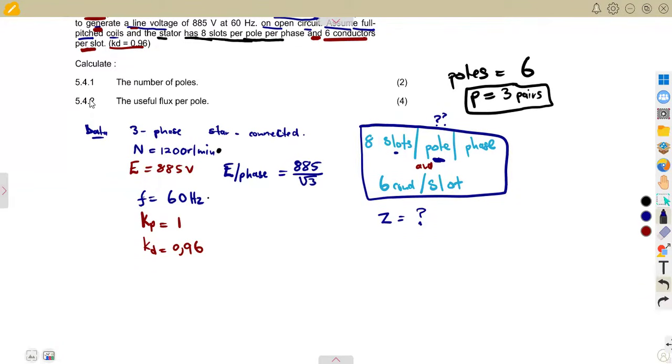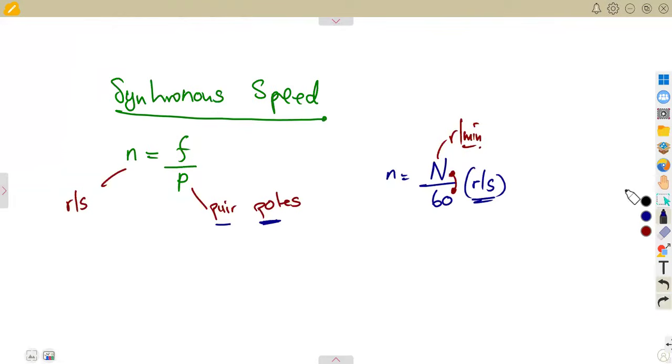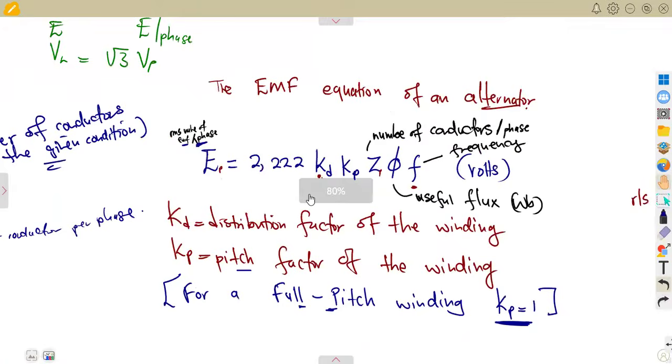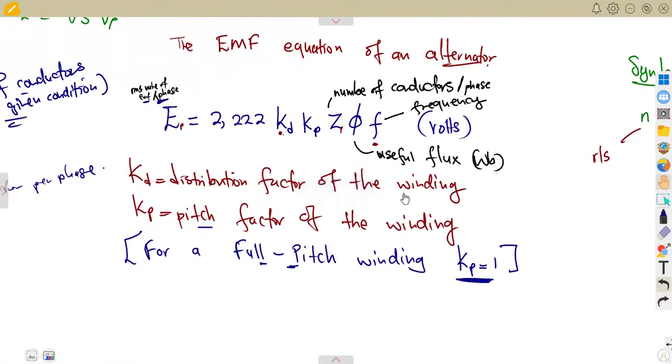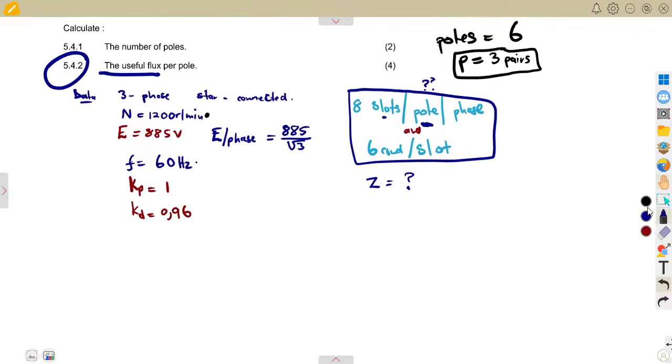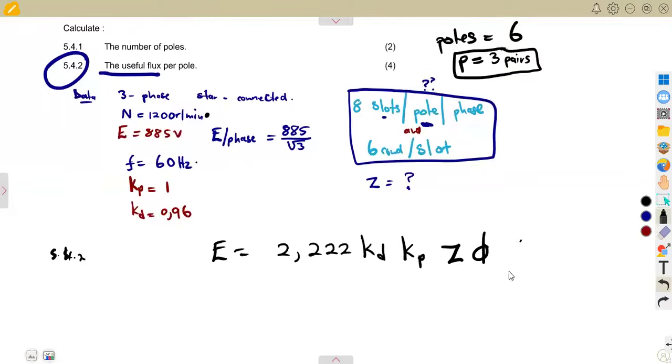All right, so the question was now to calculate the useful flux per pole from the generated EMF of an alternator. We have got the useful flux per pole. But as we can see on our formula there, let me just write our formula, then we're going to explain that. Remember, I said something that you need to use on this formula. 5.42. The generated EMF being equal to 2.22 times the coefficients, or the constants, there: KD, which is the distribution factor, KP the pitch factor, the phase impedance, the useful flux, and the frequency.